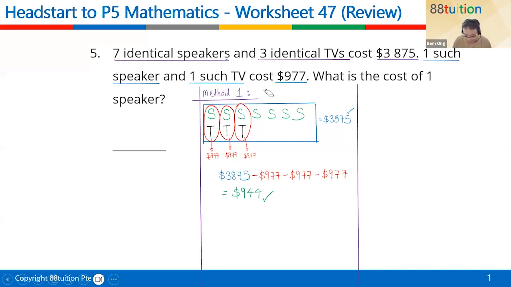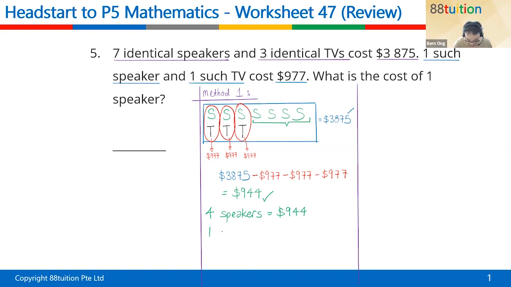All right. So the entire blue box is 3875. You minus the 977, the red circle. You're left with these 4 speakers. Thank you, Zoe. Wow, good job. And these 4 speakers will be the green color, which is the leftover of 944.